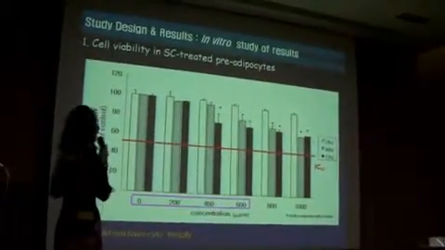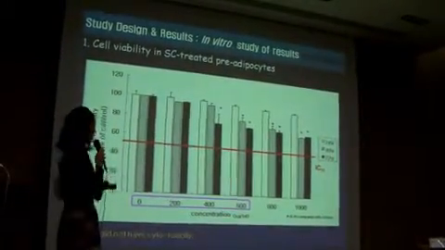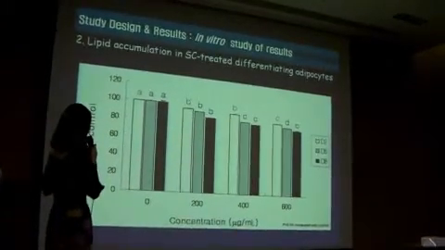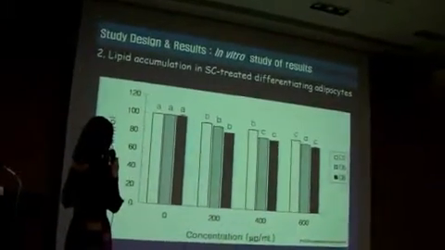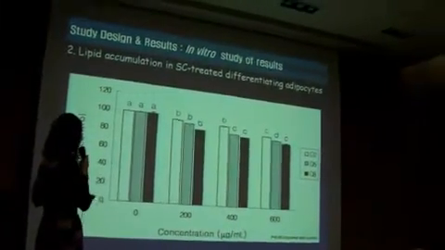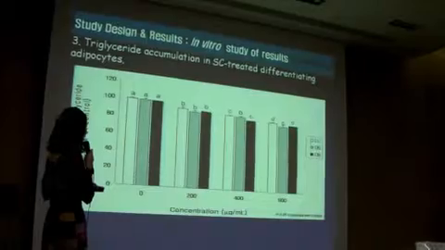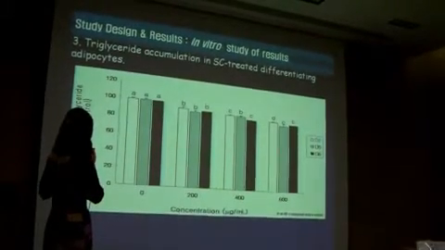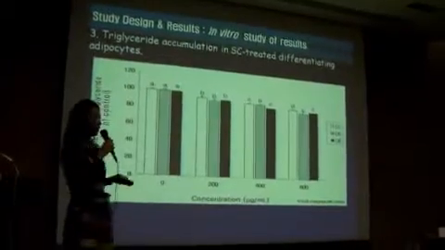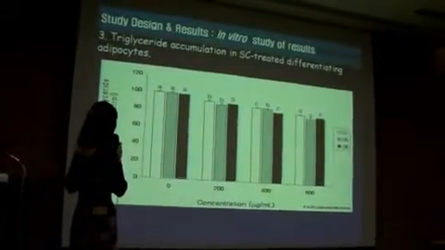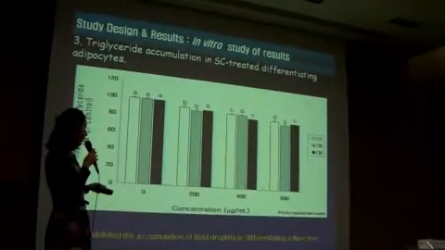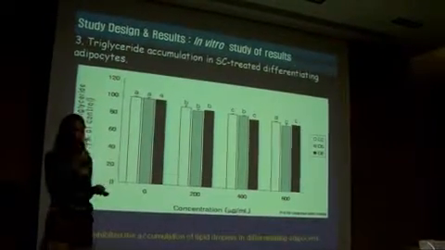On the next slide, I show the result of lipid accumulation. Firstly, as you can see in this chart, SC-treated cells decreased lipid accumulation in a dose and time-dependent manner, and we can also see similar decreased TG accumulation. So the result suggests that SC inhibited the accumulation of lipid droplets in differentiating adipocytes.